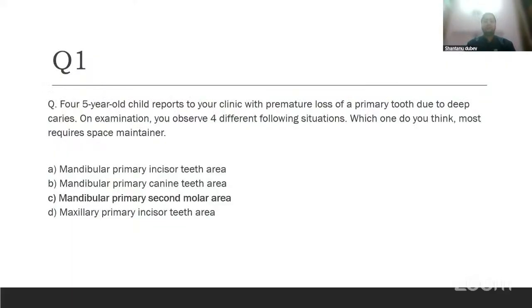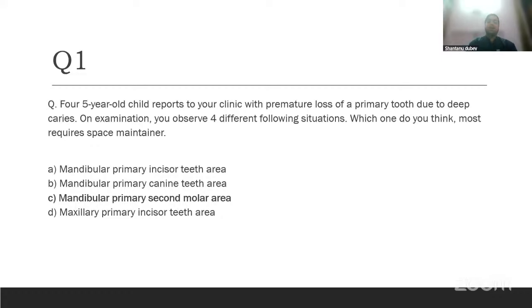So question number one is, a 5 year old child reports to your clinic with premature loss of primary tooth due to deep caries. On examination, you observe four different situations. Which one do you think most requires the space maintainer? So you have four children, all are 5 years old, all have premature loss of primary tooth due to deep caries. Now, these four conditions are being given to you. Which one do you think requires the space maintainer mostly?